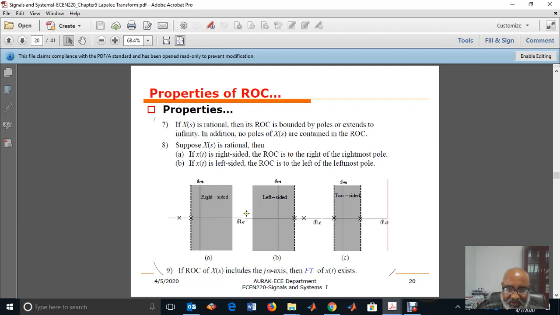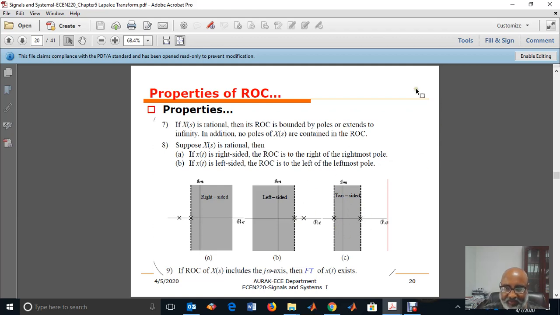On the other hand, for the left-sided signal, it will be to the left of the leftmost pole. So this is a left-sided signal. It has two poles, for example, here and here. So the leftmost is this one. So the region of convergence will be to the left of the leftmost pole, like this. Now, if it is two-sided, then the intersection between the two regions will be a stripe like this.